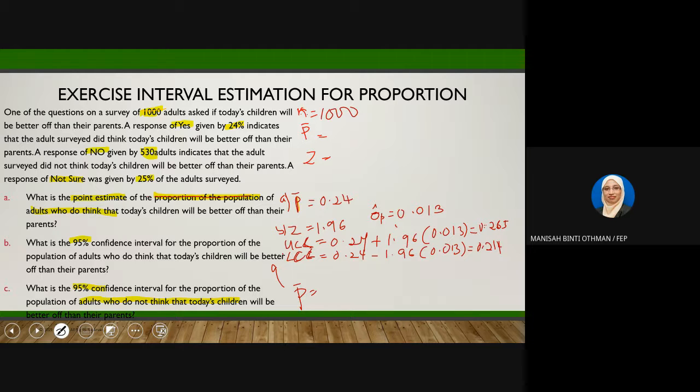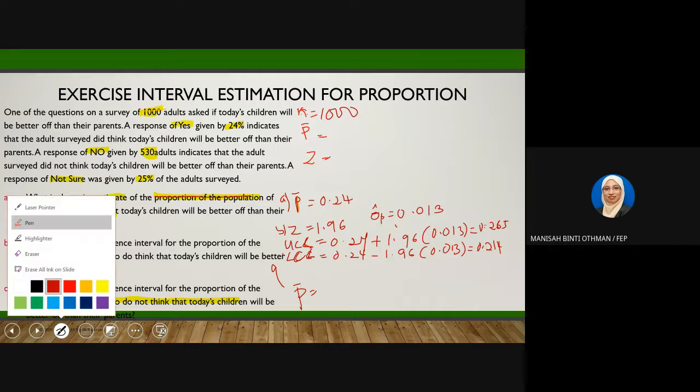Okay. All right. So for the interval estimation, based on 95% confidence level, it is between 21.4% to 26.5%. Okay. So the point estimation is 24%. All right. So C, different characteristic.